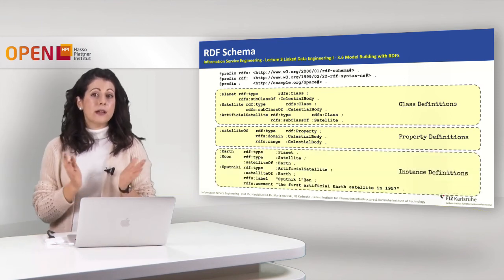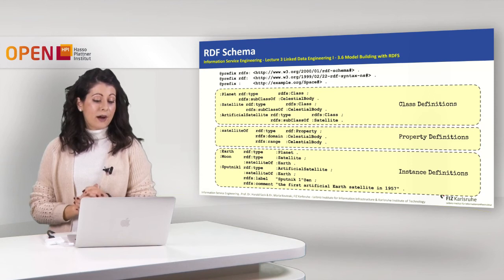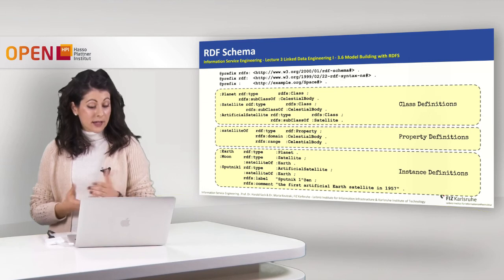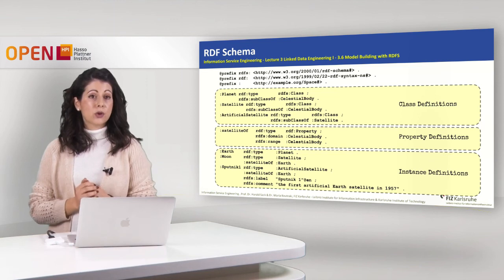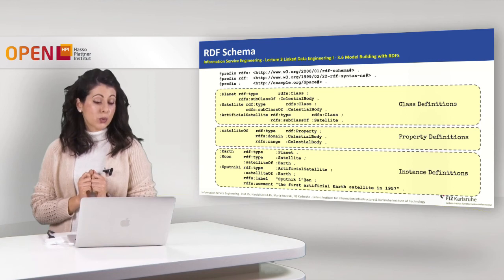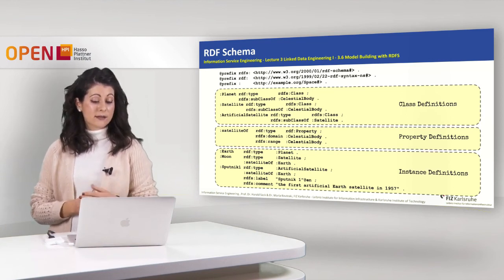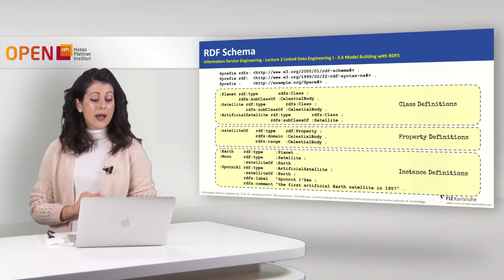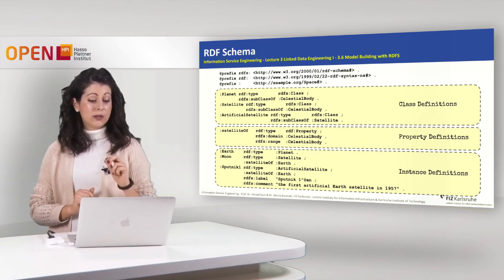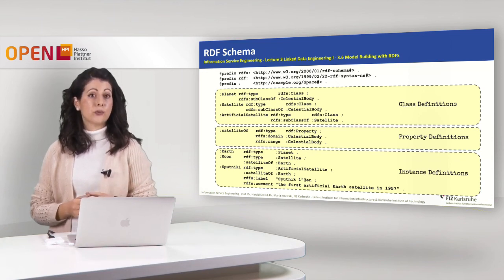And then we have the instance definitions. Here we have Earth, which is of type planet, and then Moon, which is of type satellite, and is also a satellite of Earth. So we define those two instances as being types of two different classes, and then the relation between those two instances. And then in the end, we have our last entity, which is called Sputnik 1, which is of type artificial satellite. So this belongs to another class this time. And again, there is a relationship between Sputnik 1 and Earth, since Sputnik 1 is a satellite of Earth.